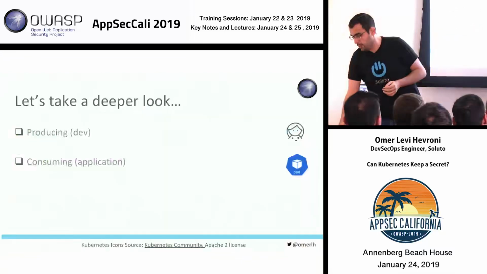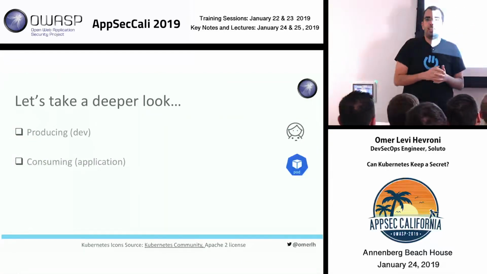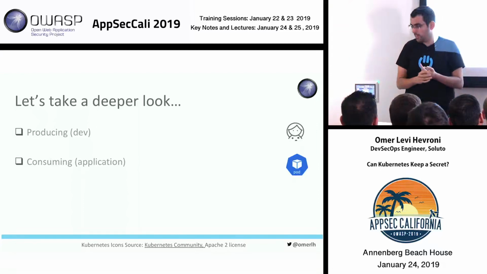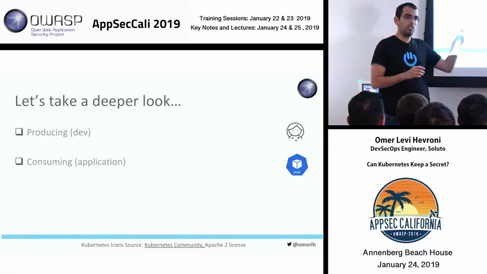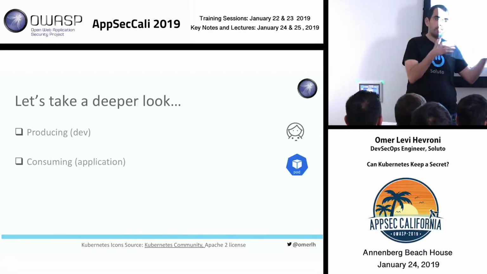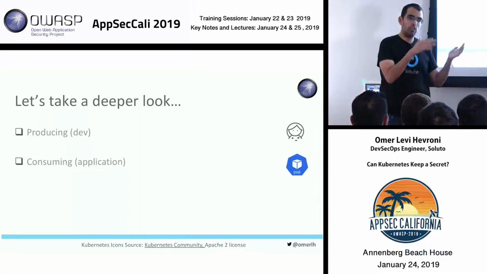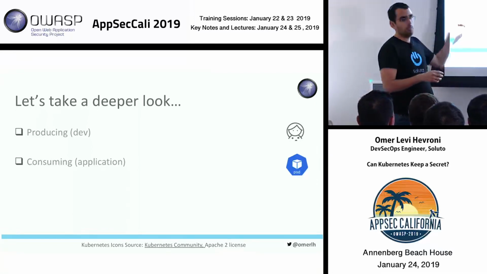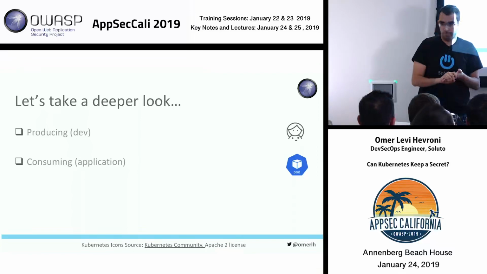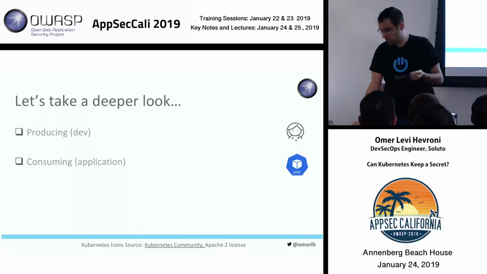Well, let's take a deeper look. And to take a deeper look, I want to look at two aspects. First, let's talk about how we can produce these secrets, how the developers can produce them. And then I want to talk about the second side: how we can consume this secret from our application code. So let's start with producing.